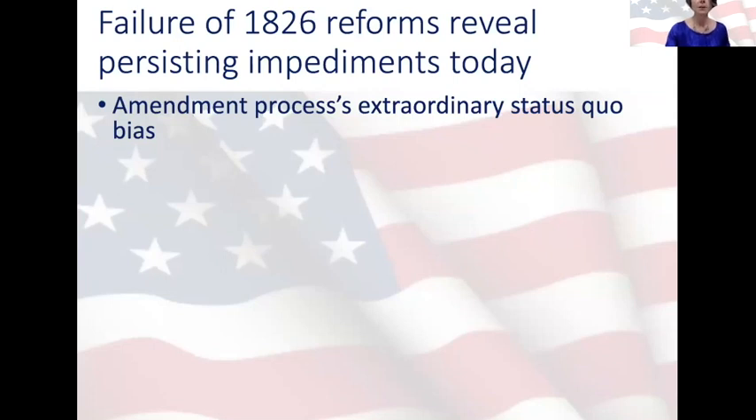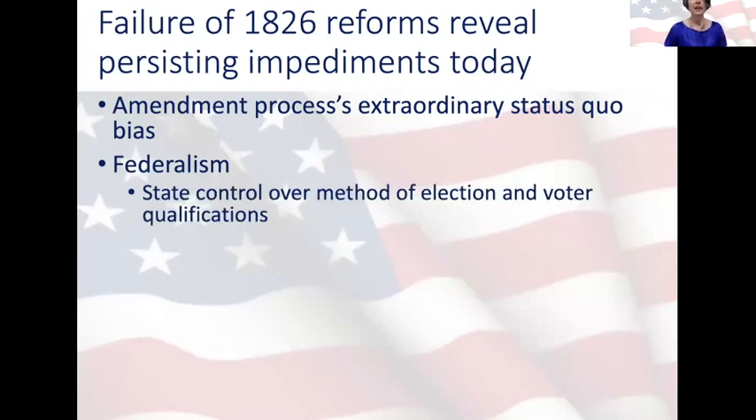So 3/4 of states is nearly impossible to get. Second, federalism. Because states have control over the method of election and voter qualifications, and like to have control over them, that itself becomes a brake on change or a reason to vote against changes to the Electoral College.